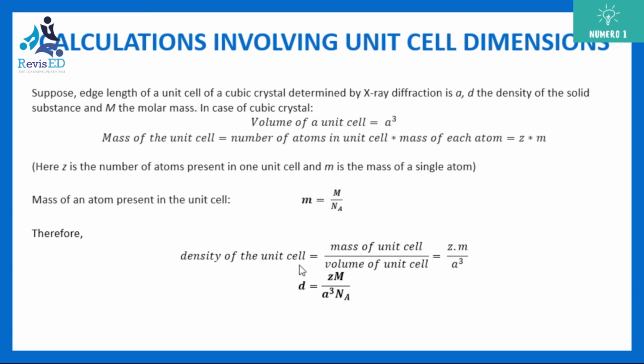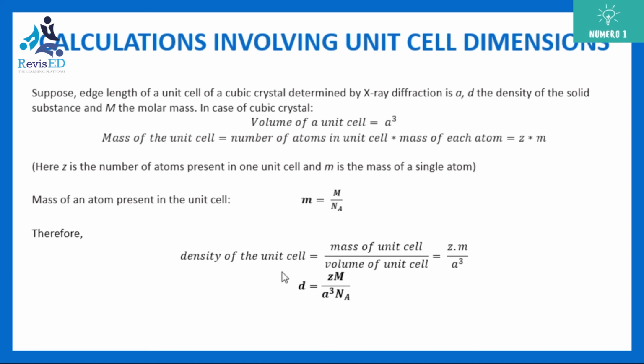Now what is density of a unit cell? Density of a unit cell is simply mass of a unit cell divided by volume of the unit cell. Mass of unit cell is Z into M, whereas volume of the unit cell is A cube. And we know this M, that is mass of an atom, is simply molar mass divided by Na. So just put the value, you get density in terms of Z, molar mass, Avogadro's number, and edge length A. So this is how you calculate the density in terms of unit cell dimensions.